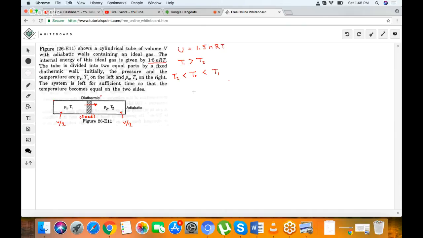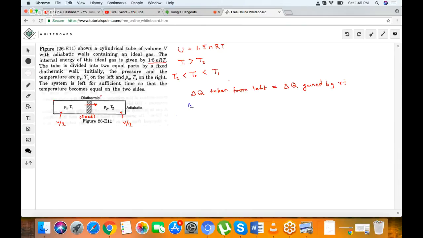So if I say that delta Q amount of heat is taken from the left side, how much heat will the right side gain? It will gain the same amount of heat. So delta Q is gained by the right side of this cylinder. Okay, now you will see that the volume of the left side and the volume of the right side are remaining constant.